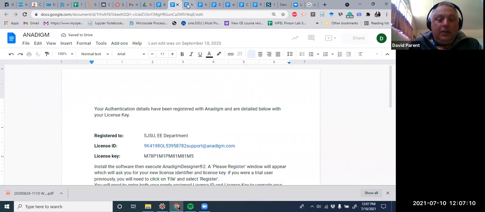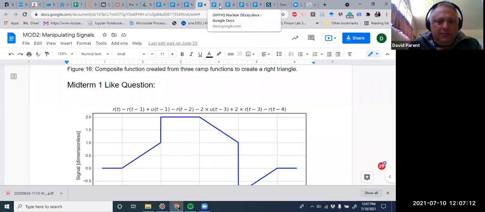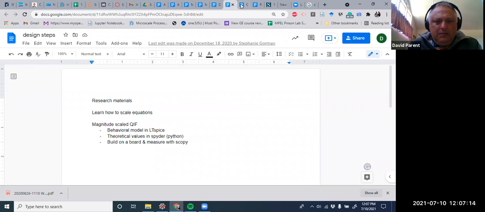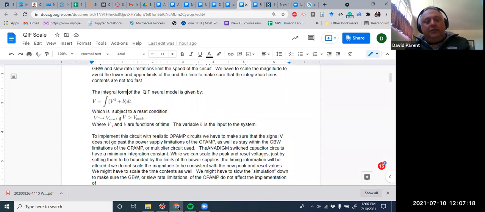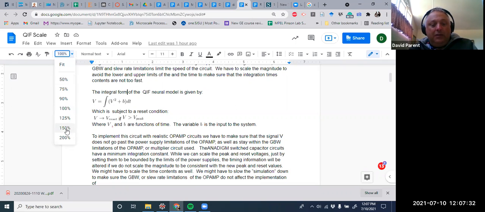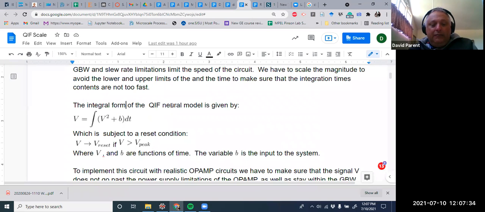Also, the other one I'll mention is that there's this differential equation here where the voltage equals the integral of voltage squared plus some input. That's actually a neural model, right? Which can be used in AI and things like that. And it's subject to some conditions, of course, but you can convert this into op amps, right? Or the switch capacitor.